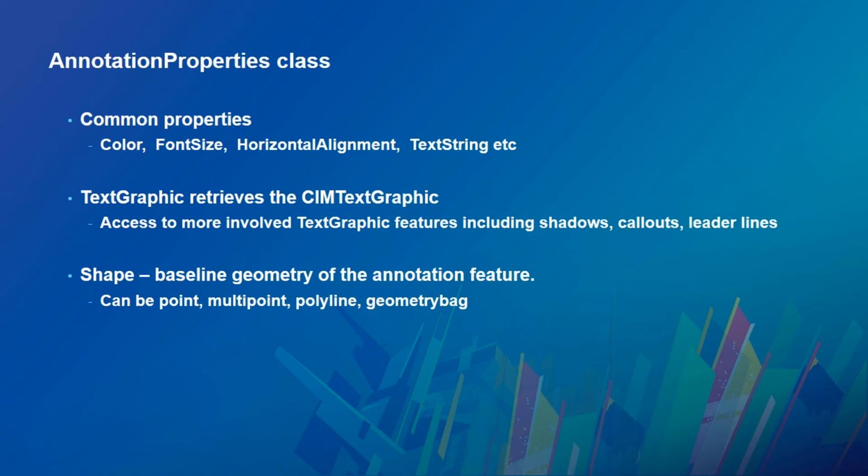It is the baseline geometry of your annotation feature. Remember, inspector.shape is always going to be the polygon shape. The annotation properties.shape is the baseline of your annotation feature. And depending upon how this annotation feature is created, this baseline geometry can be a point, a multi-point, a two-part polyline, or it can actually be a geometry bag if you happen to have stacked annotation. So if you're running code and you're manipulating the shapes or the geometries of your annotation, you need to be aware that that geometry can be one of many different geometry types.